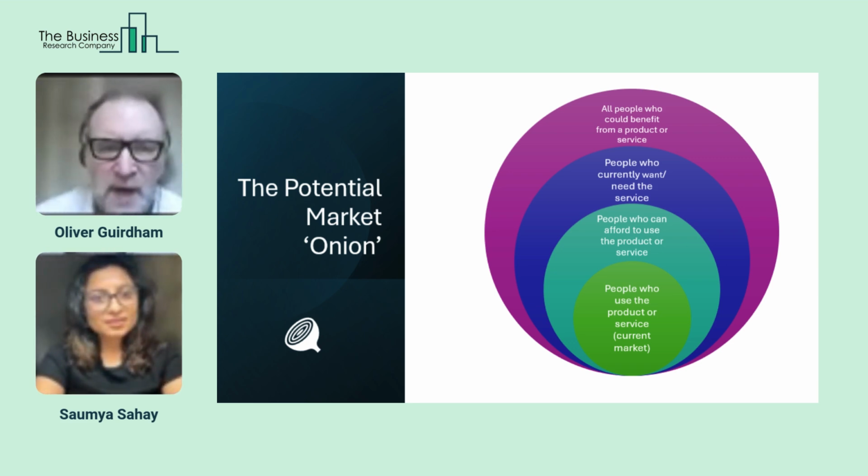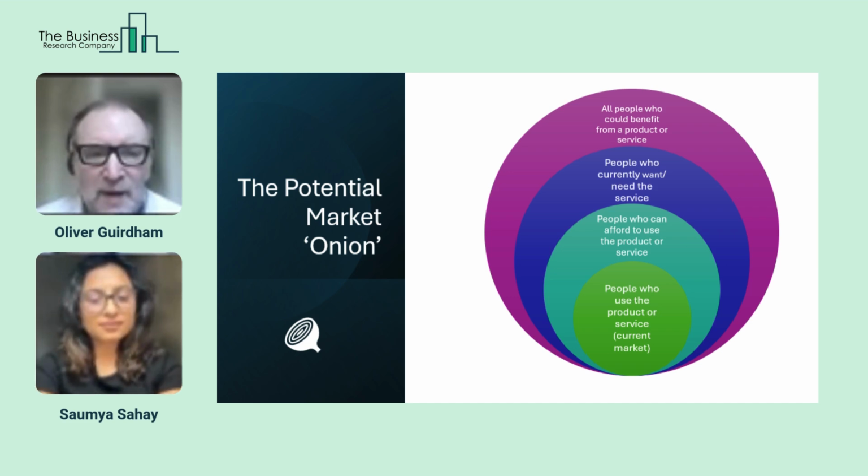Yes, so there are different ways of looking at this onion. I think you could even have the SAM and the SOM potentially within that last circle. So you're going through circles, further and further, to target the number that you're really looking at.